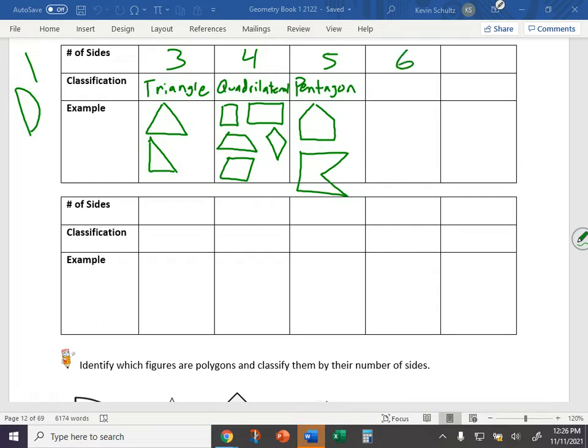6-sided figure. Anybody? Hexagon. Okay. Hexagon. So 6-sided, probably the most common would be like a beehive, honeycomb thing there. But 1, 2, 3, 4, 5, 6. That's a hexagon as well, right? Any 6-sided figure.